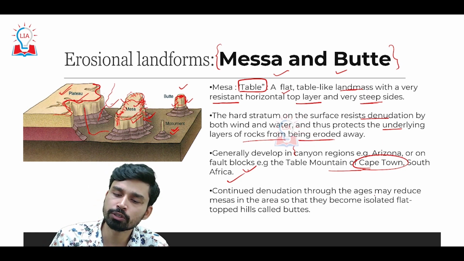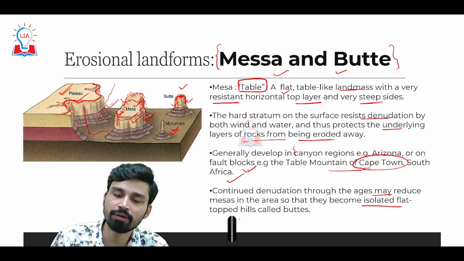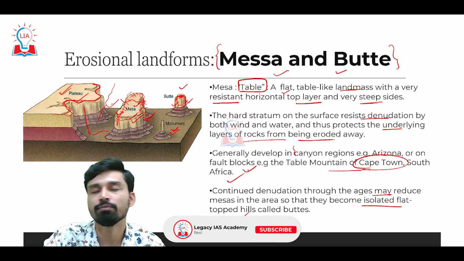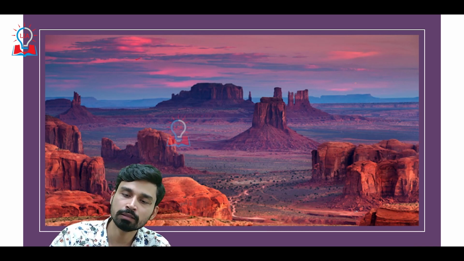So continued denudation through the ages may further reduce the mesas in area so that they become isolated flat-top hills, which are called buttes, and the further erosion of a butte can lead to the development of monuments. If you look from a far distance, this is a picture taken from Arizona. As you can see, there are a large number of such structures.